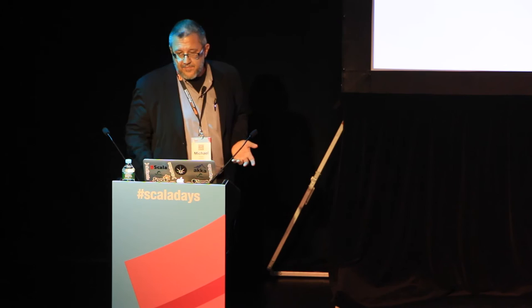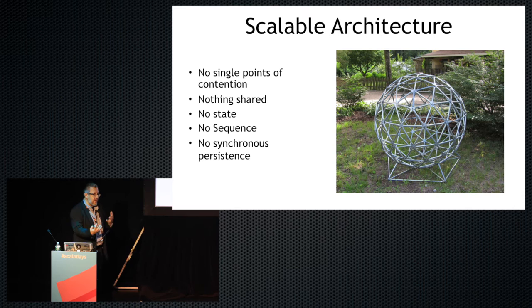So a scalable architecture, taking it a scale up and going, okay, now let's think about the plumbing and the interconnection between services and so on. Obviously, avoid single points of contention, which, by the way, also avoids single points of failure, generally. Nothing shared, and we'll talk about what the worst possible thing to share is, and we see it all the time. No state would be great. Often you have to violate some of these rules, but if you violate them as little as possible, you end up with a more scalable system.